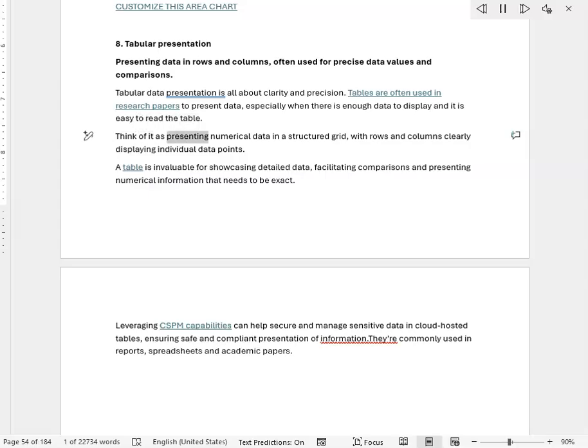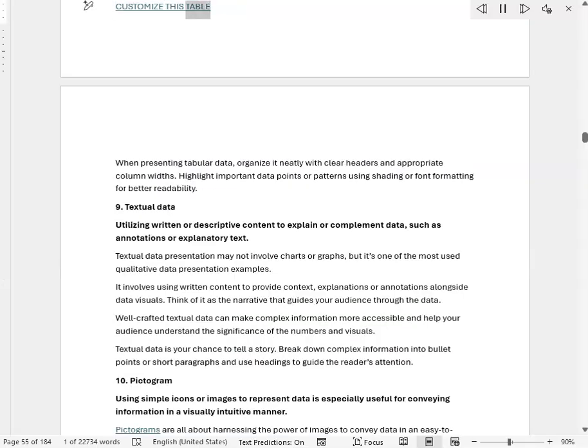Think of it as presenting numerical data in a structured grid, with rows and columns clearly displaying individual data points. A table is invaluable for showcasing detailed data, facilitating comparisons, and presenting numerical information that needs to be exact. Leveraging CSBM capabilities can help secure and manage sensitive data in cloud-hosted tables, ensuring safe and compliant presentation of information. They're commonly used in reports, spreadsheets, and academic papers. Customize this table.